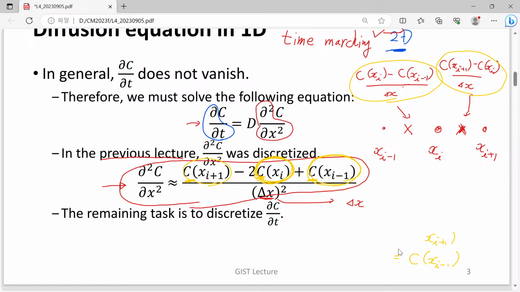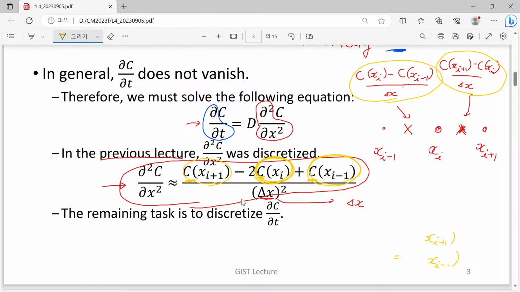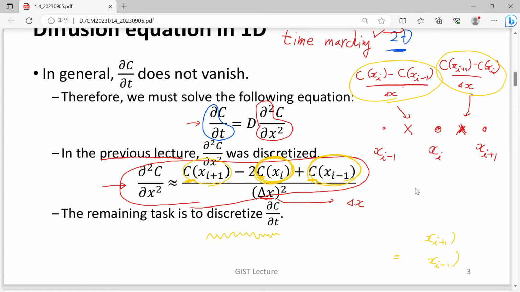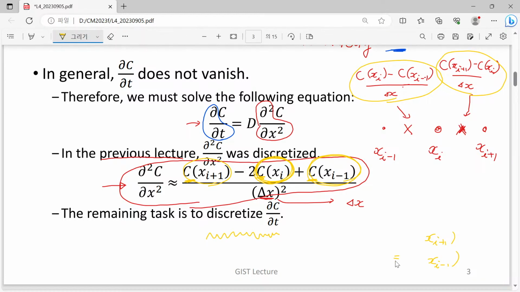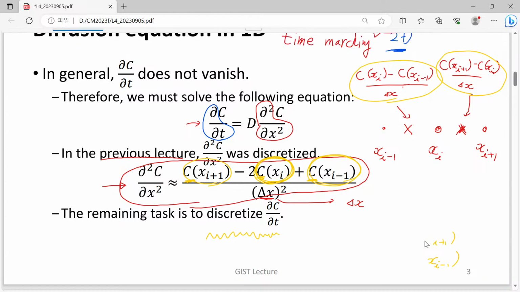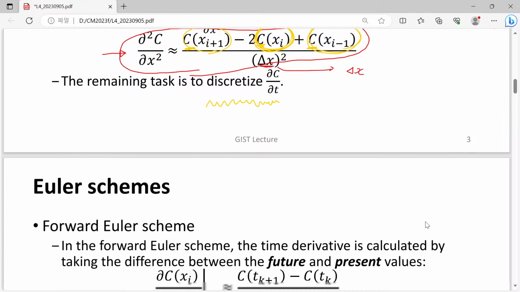So now our remaining task is just to discretize the time derivative. Today we will talk about how you can treat these time derivative terms in our diffusion equation. Are you with me? Do you have any question on the quick review on the discretization of a second derivative term? If you don't have any question, then let me just move on to the next slide.